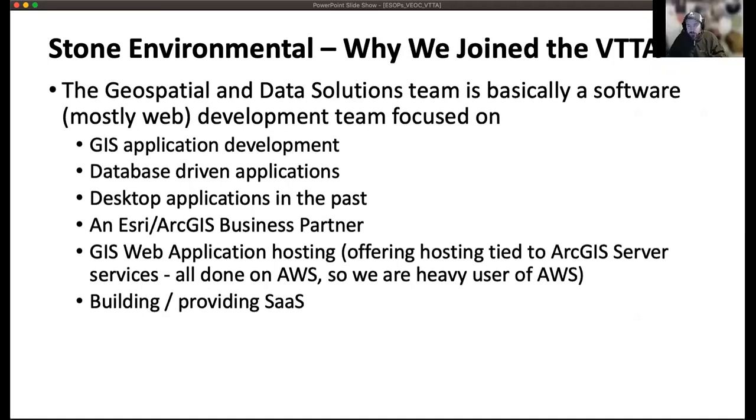Also, why are we in the VTTA? Since that may not be entirely obvious being an environmental consulting company. The geospatial and data solutions team specifically is basically a software and web development team focused on GIS applications, database-driven applications, desktop applications, more so in the past, and GIS stuff involving ArcGIS and doing a lot of Amazon Web Services work and hosting and such. So that's why we're in the VTTA.